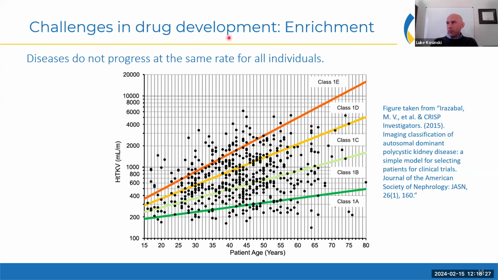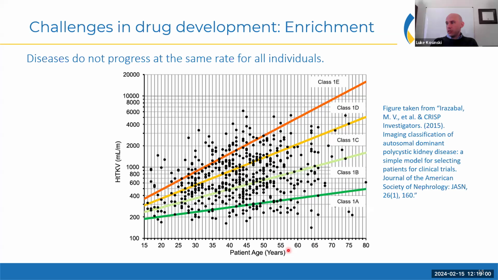And here's another example. This is just noting that diseases do not progress at the same rate for all individuals. So this is a paper in polycystic kidney disease from 2015, looking at what's called Mayo classes. And these different classes take here's the height adjusted total kidney volume. For those of you who aren't familiar with polycystic kidney disease, cysts start growing within the kidney, and the kidney slowly grows in size until it reaches a point where it can't function anymore.